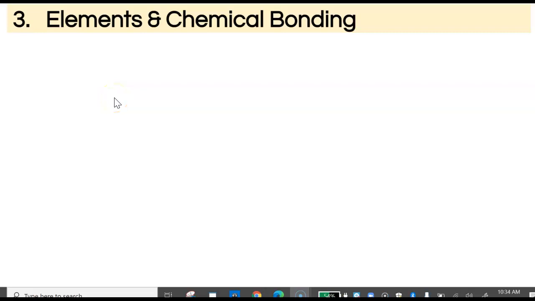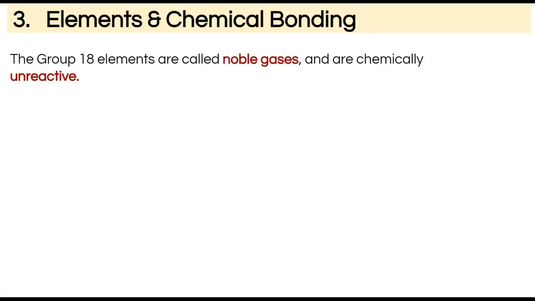So in today's video, we're going to be looking at elements and chemical bonding. This is a short little video to introduce you to the idea of what is going on when elements combine in chemical bonds. So first of all, let's talk about the group 18 elements, in other words, called the noble gases. So I want you to locate those on your periodic table.